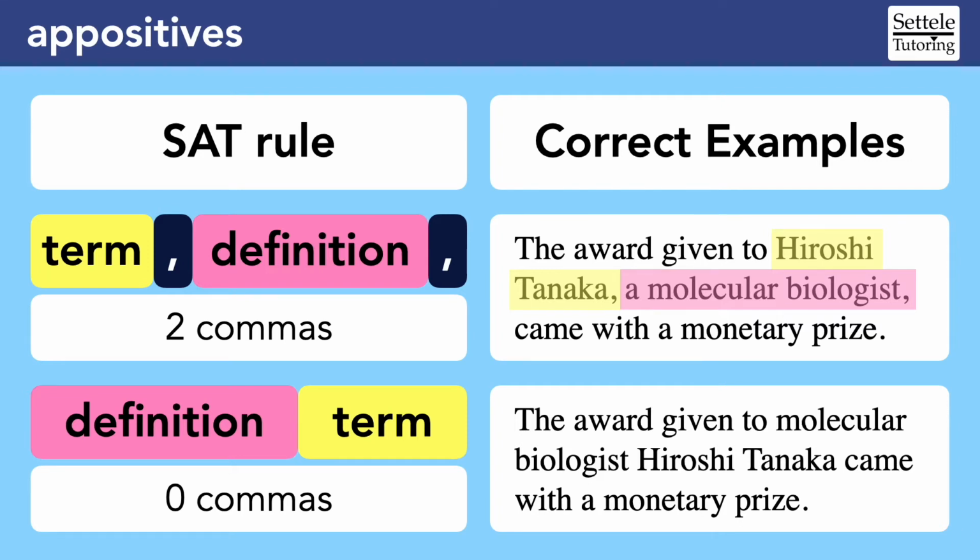However, we could rewrite the sentence very slightly to see how the other version of the appositive would work. The award given to molecular biologist Hiroshi Tanaka came with a monetary prize. This time, the definition comes first. The main term is still Hiroshi Tanaka, but we're using his definition as a title that leads into his name. In these cases, we do not use commas.